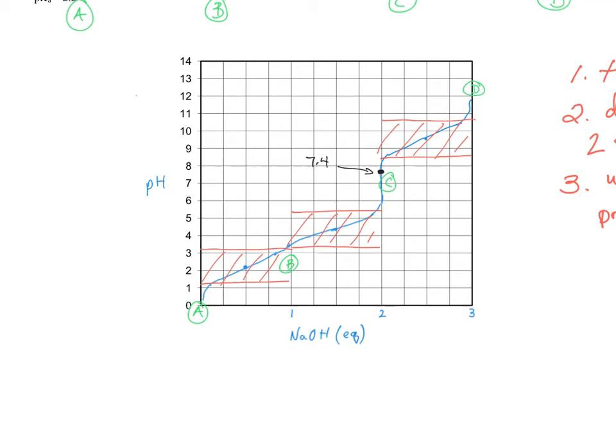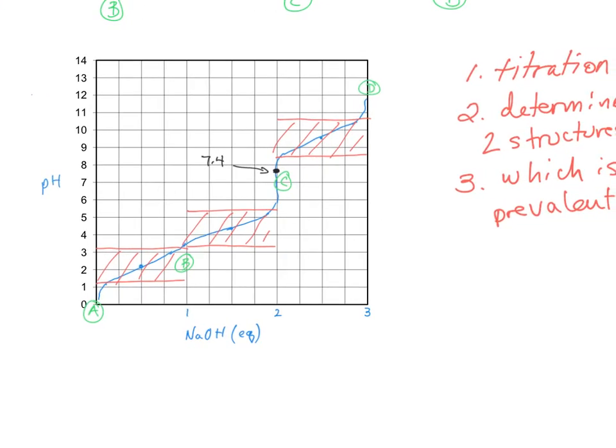The answer is it's going to be C and D. Why? Because we have kind of finished off the titration here at this point of B to C. We've made 100% C, which is about here, and we are now in the process of making C into D. So the answer to these questions is that the 2 structures that are present in the blood are C and D, and the one that's prevalent is by far C. That is going to be the one that's closest to that particular pH right there.